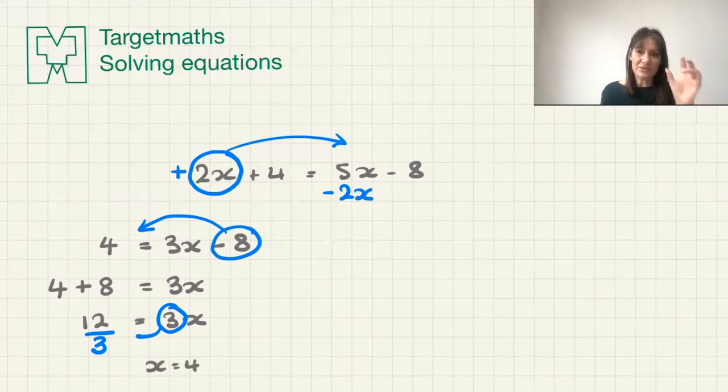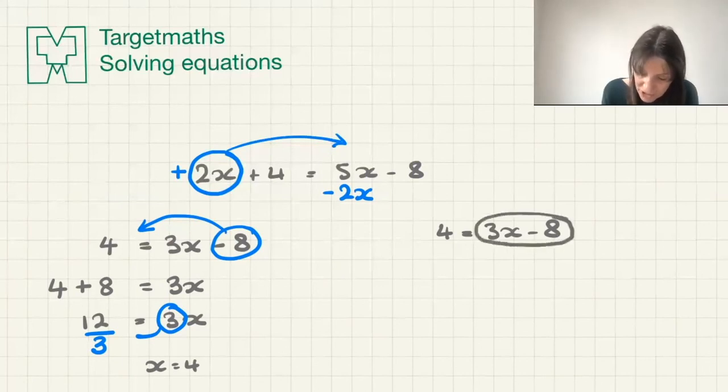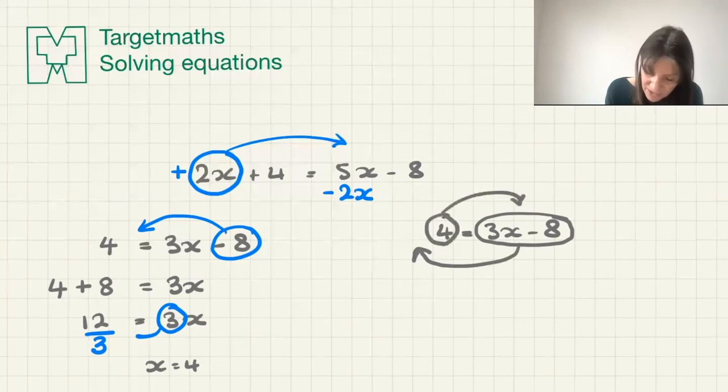But going backwards for some students is really, really not easy. And I can totally appreciate that. So what you are allowed to do is you are allowed to completely switch them around the equal sign. So all of this is allowed to go over to that side, and this is allowed to go over to that side. So you end up with 3x minus 8 equaling 4.